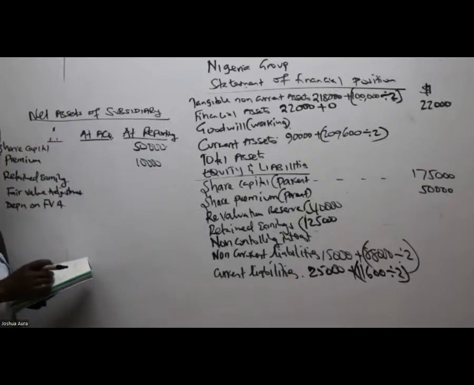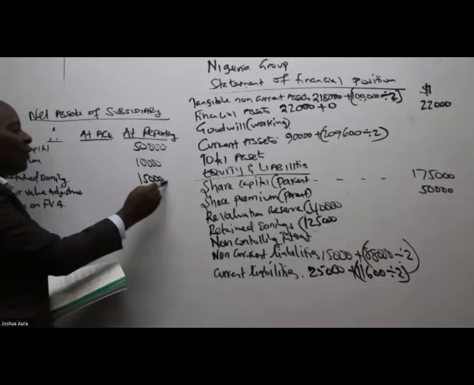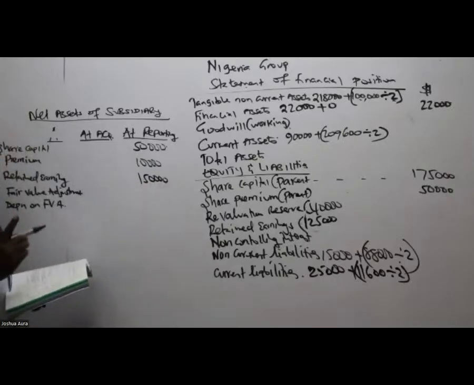Reserve, there is no reserve there. I can see retained earnings. Retained earnings, what do we have, ladies and gentlemen? We have 150,000, retained earnings at the end.